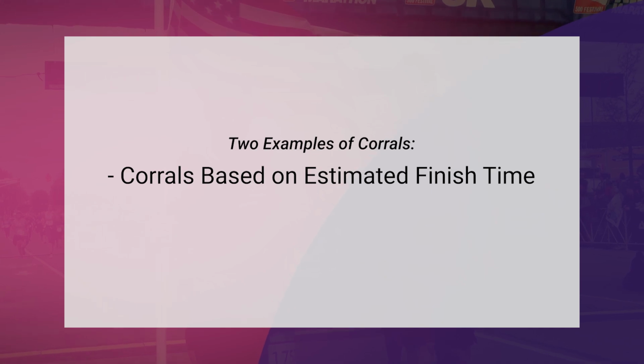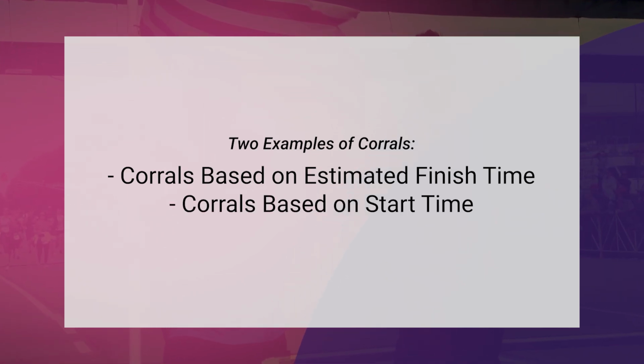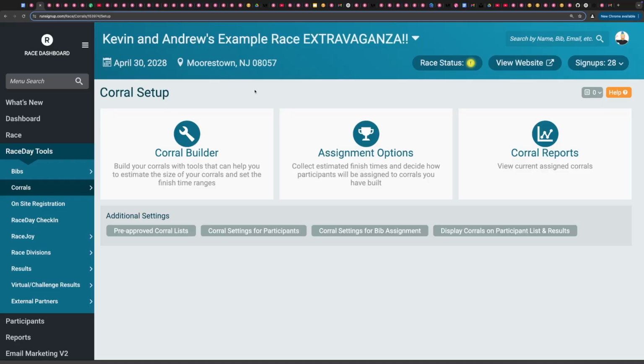In our next example, we're going to show you how to set up corrals based off of start times. So again, these are probably going to be used for mud races where every 10 minutes you'll have a group of people setting off and going onto the course. They're not going to be specifically based off of ability, just more or less separating out how many people can be out on the course at once.